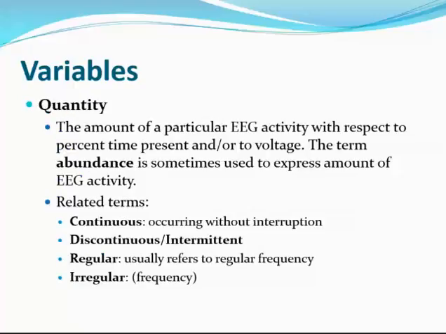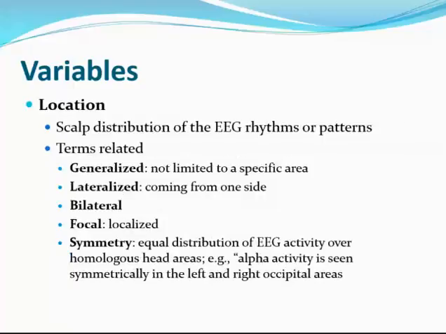Quantity is the amount of a particular EEG activity with respect to the percentage of time present and/or to the voltage. The term abundance is sometimes used to express the amount of EEG activity. Related terms: continuous, occurring without interruption; discontinuous, which means intermittent; regular, usually referring to regular frequency; irregular, meaning irregular frequency. As we continue the variables, we're looking at the location.